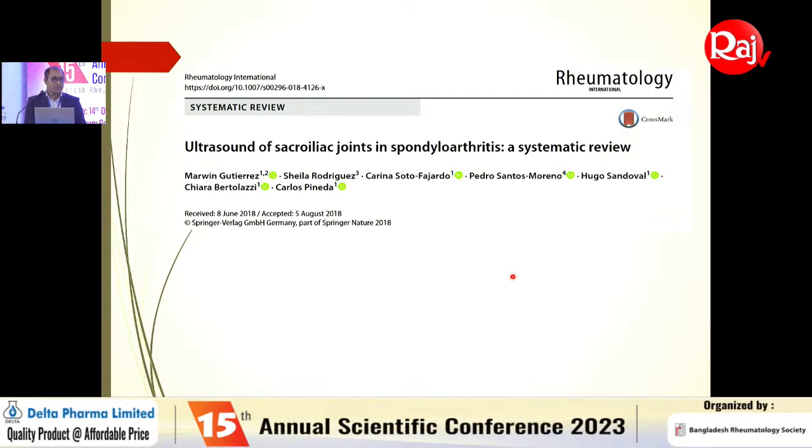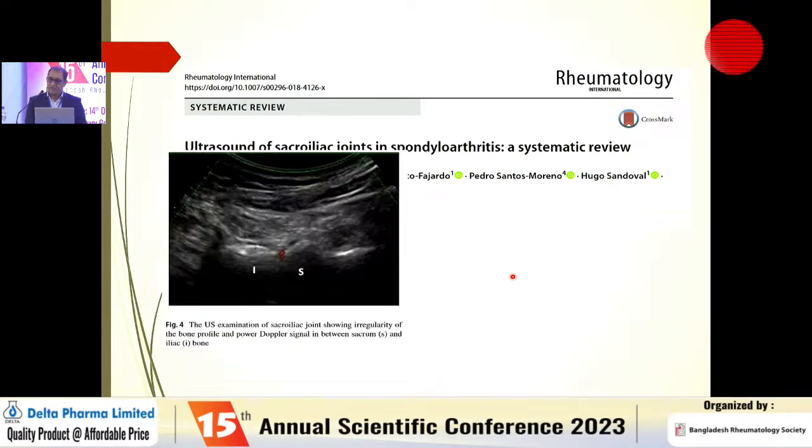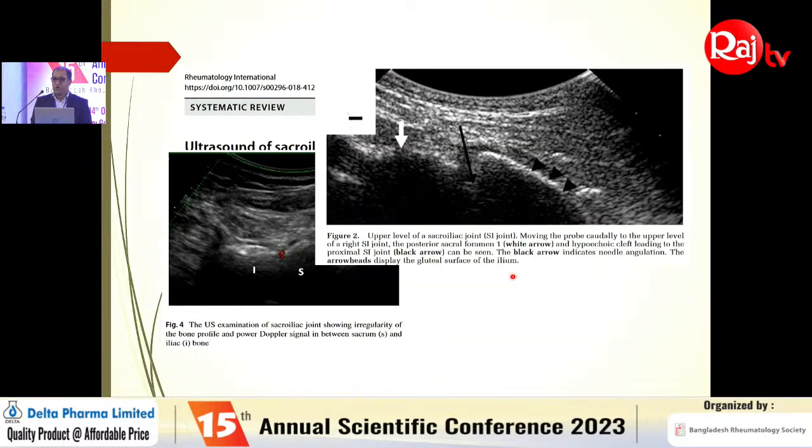Sacroiliac joint could be visualized by musculoskeletal ultrasonography. Even inflammation could be identified by musculoskeletal ultrasonography. Also for therapeutic purpose, guided injection could be done.